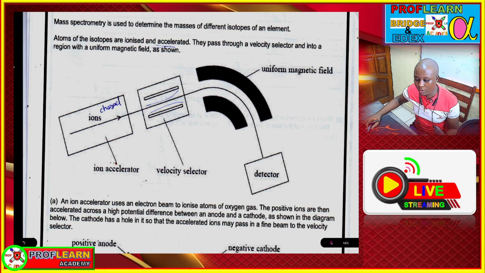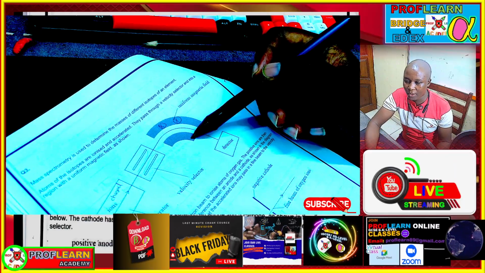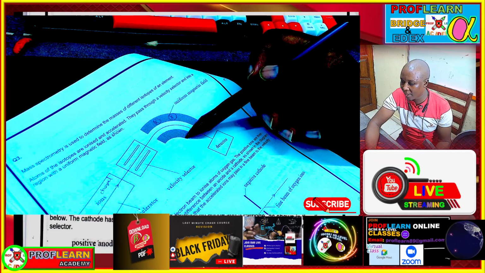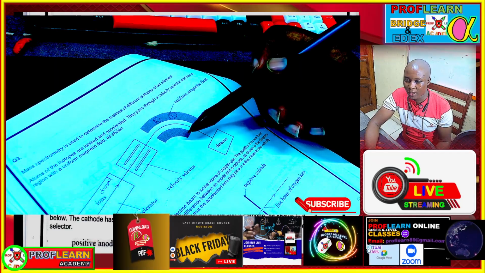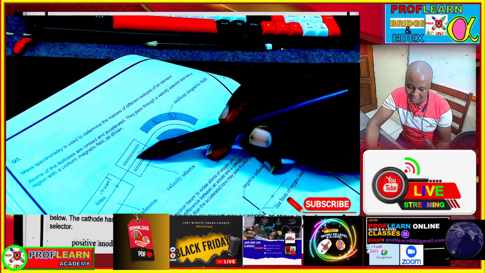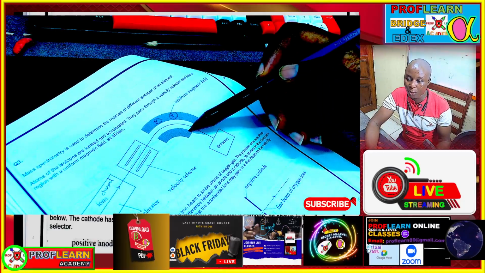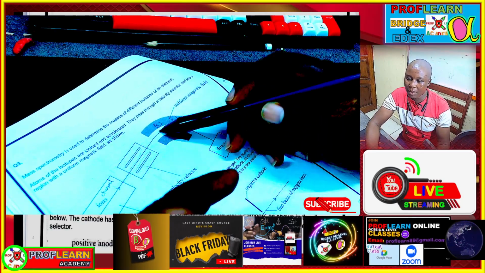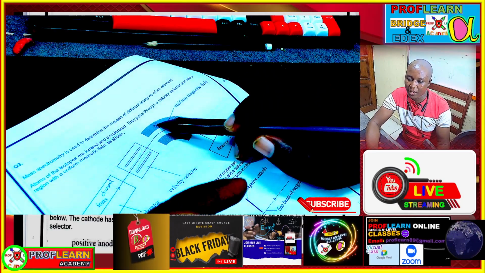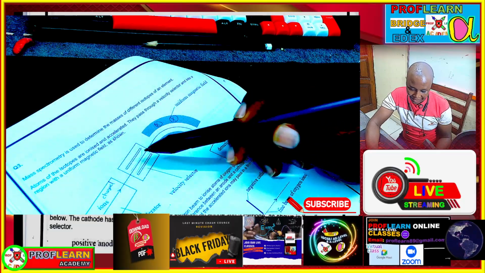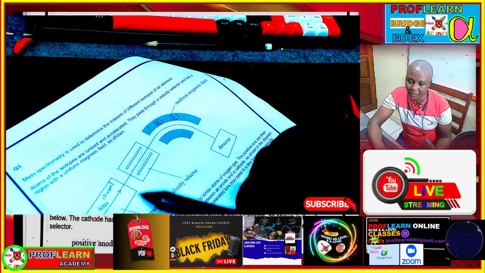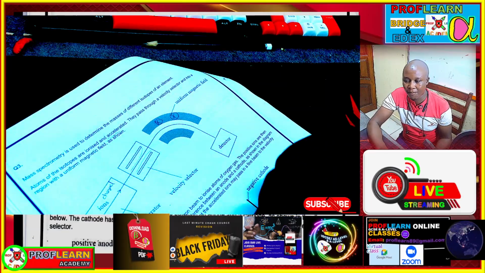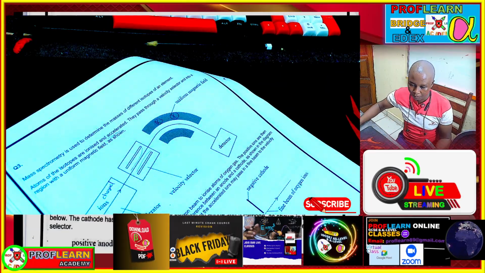In accelerators, what you need to understand is the purpose of these magnetic fields. The reason those magnetic fields are there is to ensure that the moving charge can experience a force so that it can change direction. That's the purpose of the magnetic field. But the purpose of the electric field is to accelerate the particle, to give it a push so that it can move.